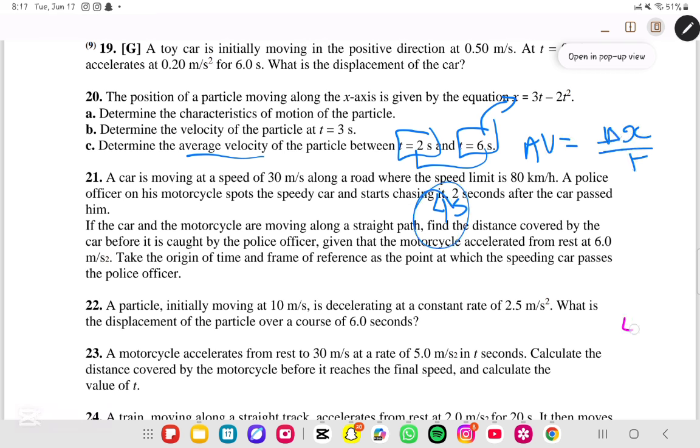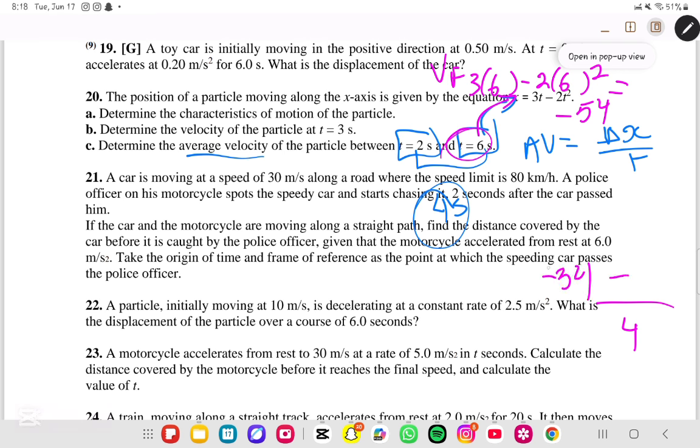To be 4 seconds. Whereas the delta x displacement is going to be what? It's going to be the position at time 6 seconds. So it's going to be 3 times 6 minus 2 times 6 squared, okay? So put that on the calculator, 3 times 6 minus 2 times 6 squared, that's going to give us what? Minus 54. So this is what? This is velocity final. So minus 54.